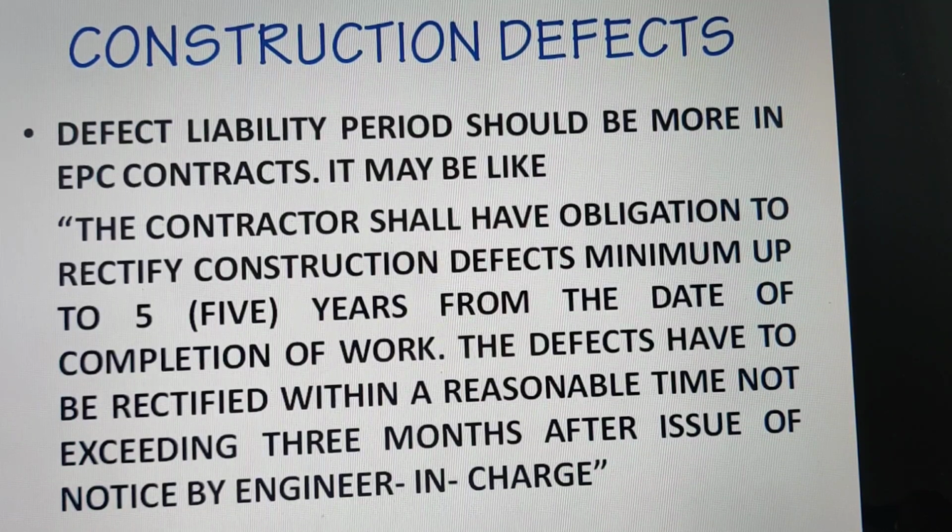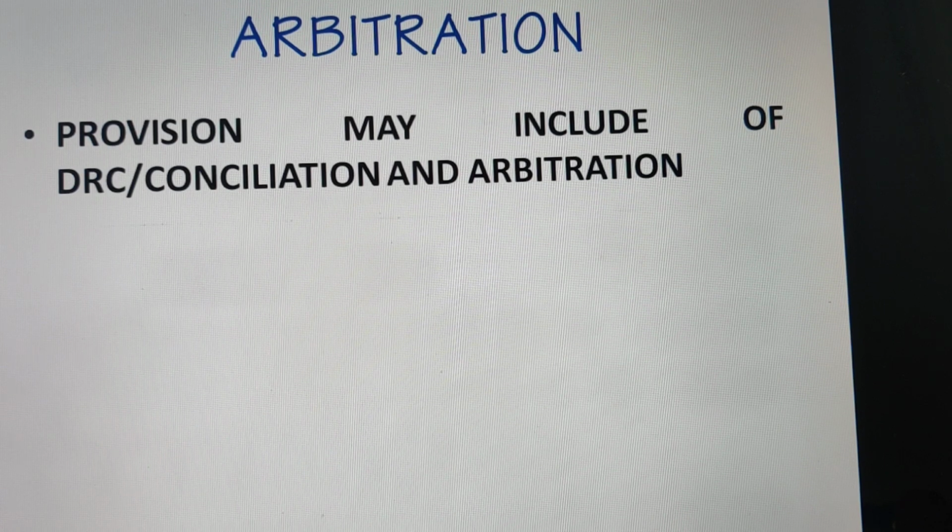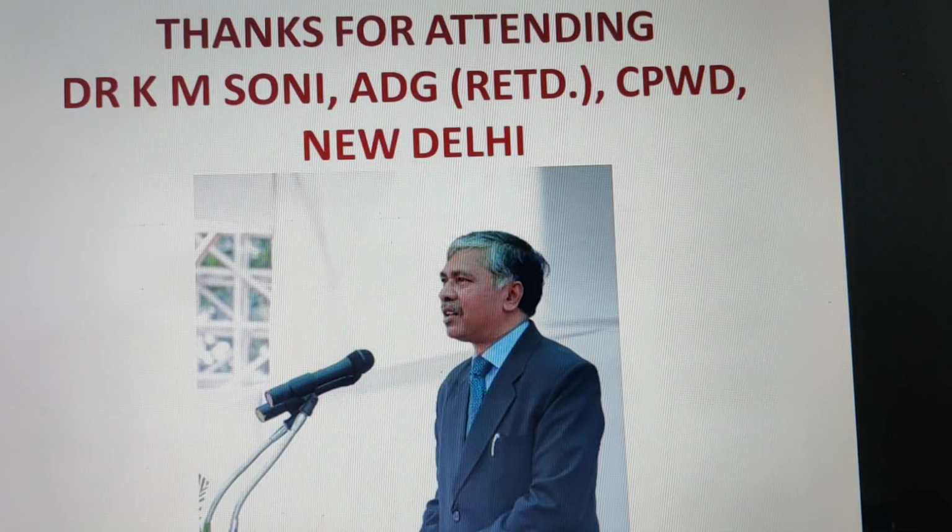It may be like the contractor shall have the obligation to rectify construction defects minimum up to 5 years from the date of completion of work, though this 5 years can be changed by the tender inviting authorities. The defects have to be rectified within a reasonable time, not exceeding say 3 months or whatever period the tender inviting authorities want to mention, after issue of notice to the contractor by the engineer in charge. Then an arbitration clause will also be included in EPC contracts, and a provision may even be included of a dispute resolution committee or reconciliation, including arbitration.